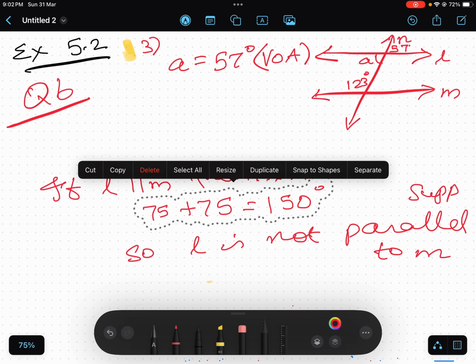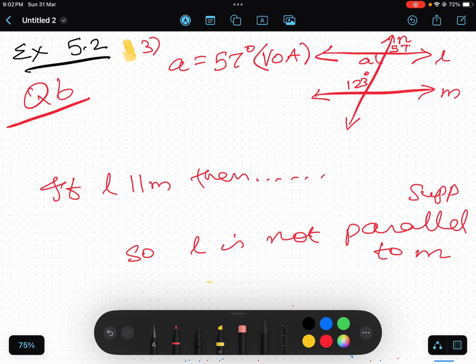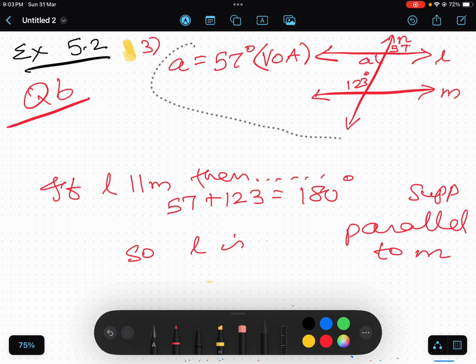So it means that 57 plus 123, how much are we getting? We are getting 180 degrees. So it is supplementary. So L is parallel to M. So that finishes part 3. In every part we are using the same property to check whether L is parallel to M. Now what about part 4? So let me just delete this.